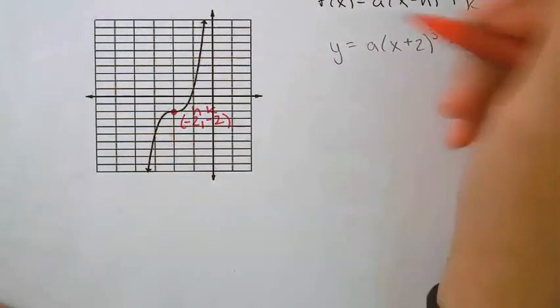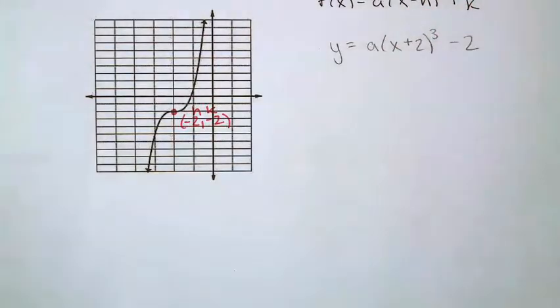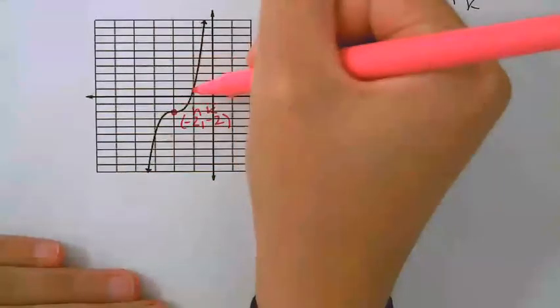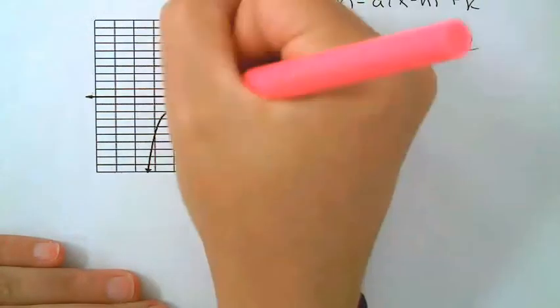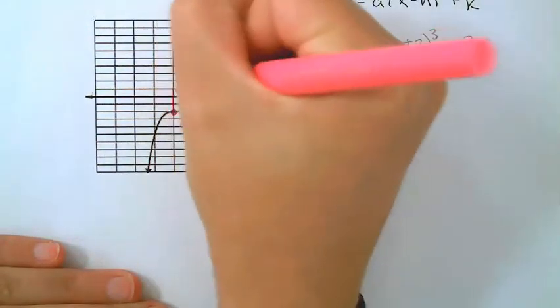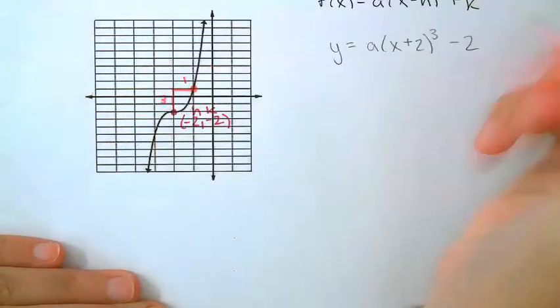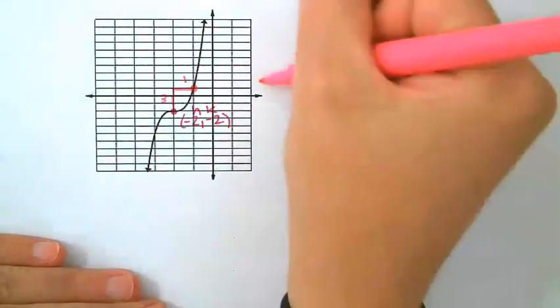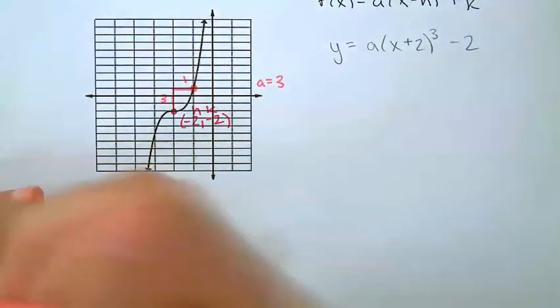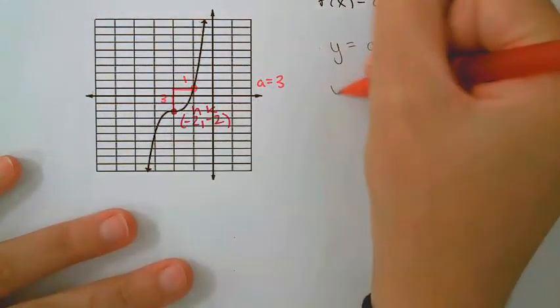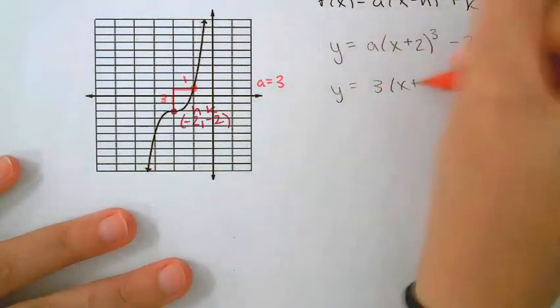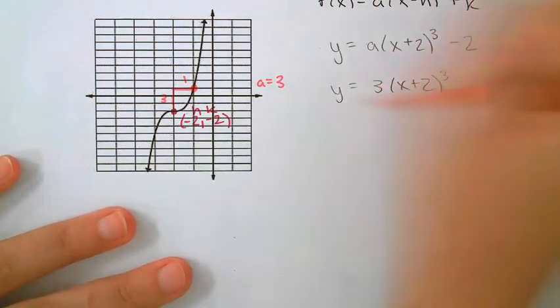And then we need to just find what our a value is. So we can use our little trick where we find the point directly 1 point over, and then we can count the slope. So that's up 1, 2, 3, right 1. So that tells us our a value is 3. So we can say that y equals 3 times x plus 2 cubed minus 2.